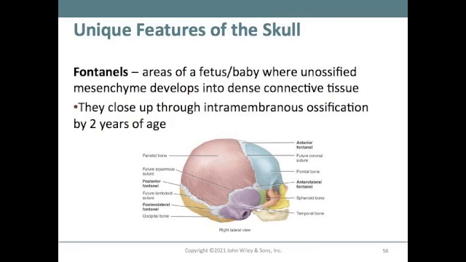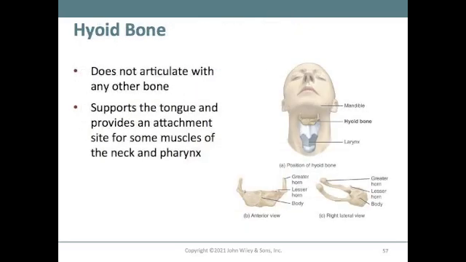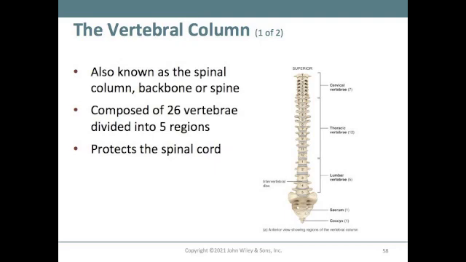So as you mature, these fontanelles are going to harden and they're going to help form the immovable joints between your skull bones. This is figure 7.15 on page 223. And this is the hyoid bone. So the hyoid bone is a unique bone because it doesn't articulate with another bone. And it supports the tongue and provides an attachment site for some of the muscles of the neck and the pharynx. So let's go into the spinal column now.